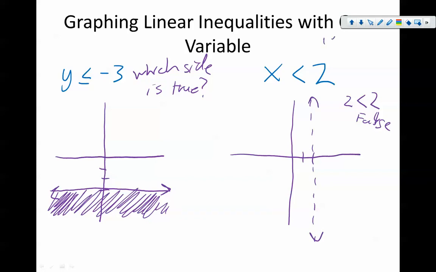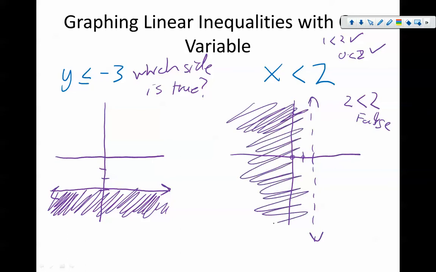What about 1? Well, 1 works. 1 is less than 2. That's true. 0 is less than 2. That's true. So points here and here will all work, but not the points on 2. So we shade the side that is true statements, and that's this side. But the dotted line is not a true statement because x can't be 2.